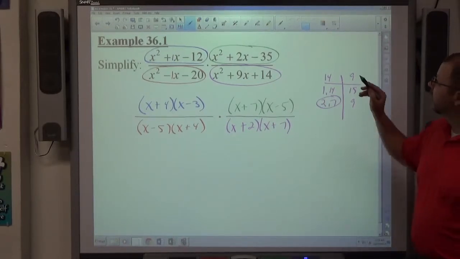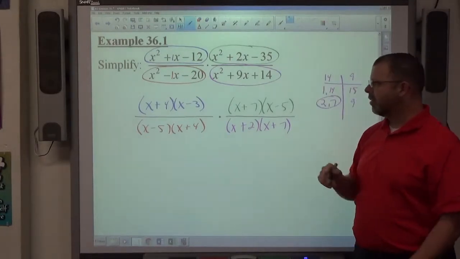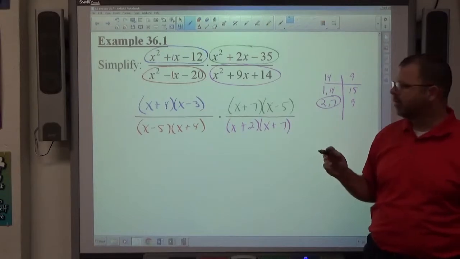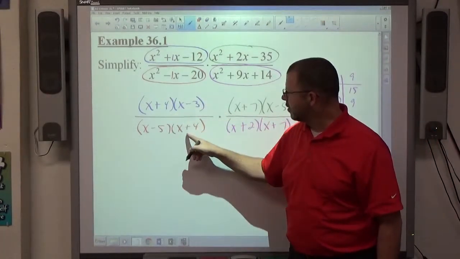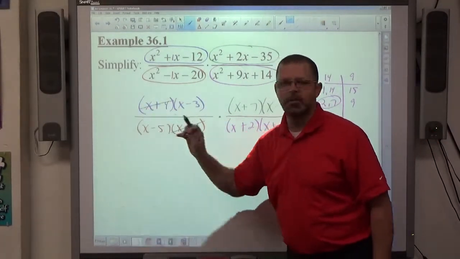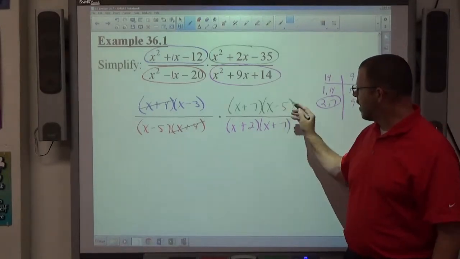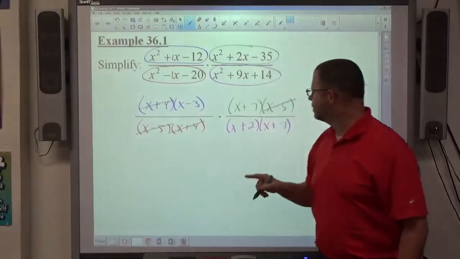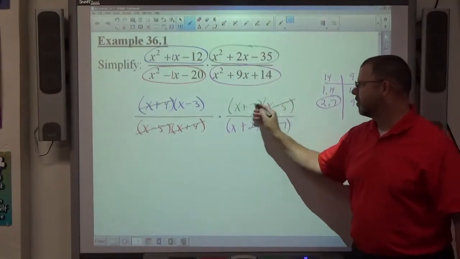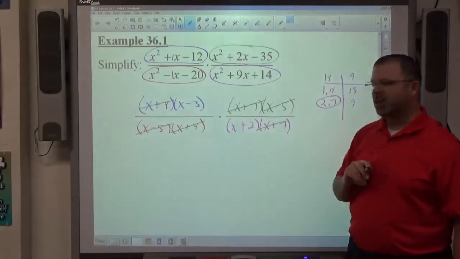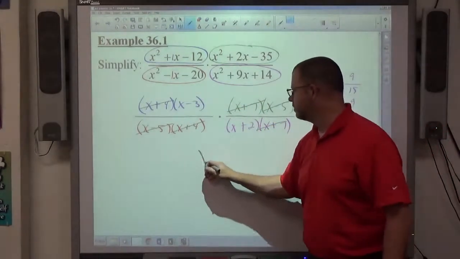Once you get everything factored completely, now we're just looking for common factors. Anything on the top of either fraction that matches anything on the bottom of either fraction is allowed to cancel. So this x plus 4 on top and this x plus 4 on the bottom, we're going to cancel. They have to be exactly the same objects. If it was x plus 4 on top and x minus 4 on the bottom, those aren't the same. So this x minus 5 on top matches this x minus 5 on the bottom. This x plus 7 and this x plus 7 match. And this x minus 3 does not match that x plus 2. That's all that's left over.